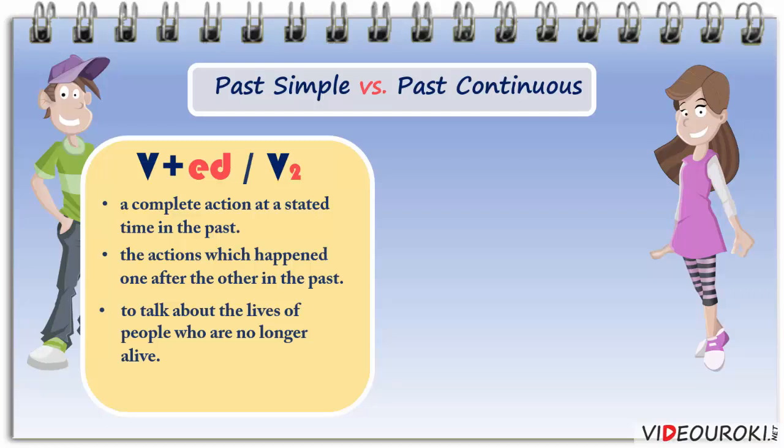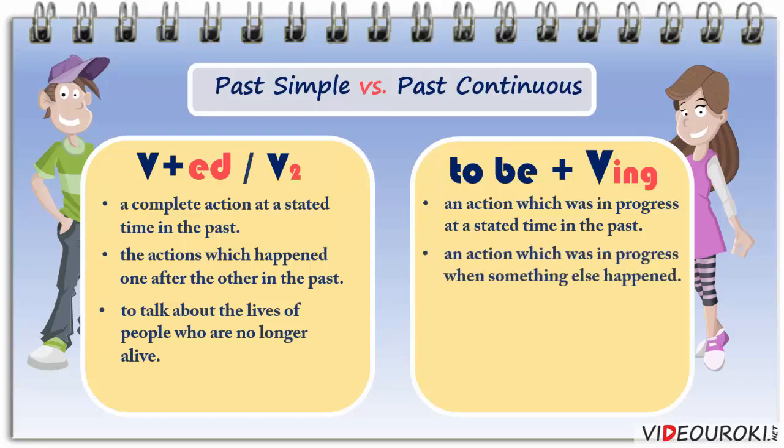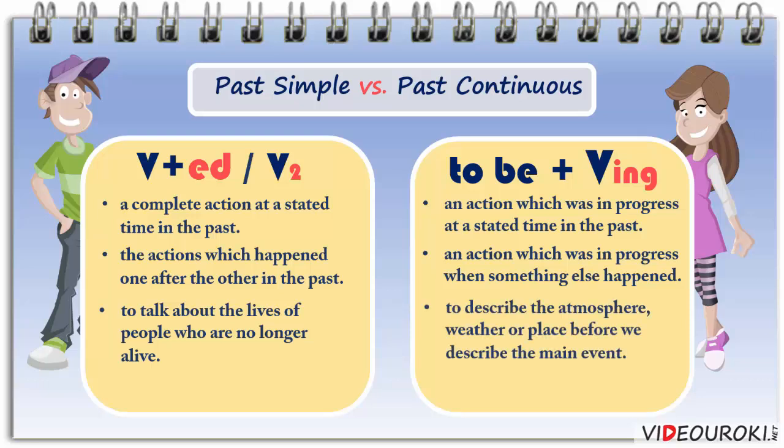The past continuous is formed with the help of the verb to be and the main verb with the ing ending. It is used to describe an action which was in progress at a stated time in the past, an action which was in progress when something else happened, and to describe the atmosphere, weather or place before we describe the main event. And don't forget about the time markers.